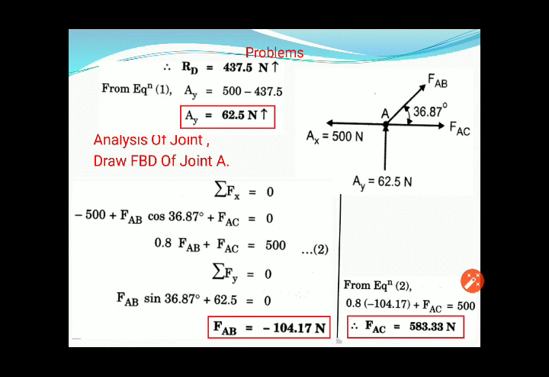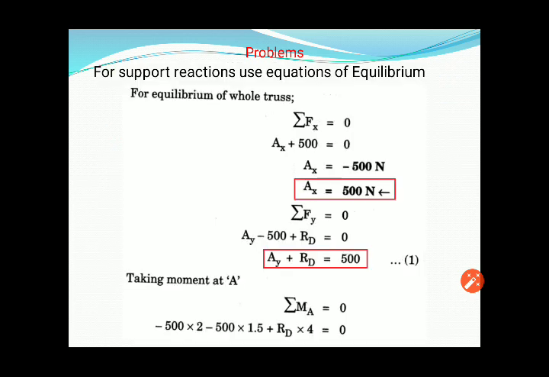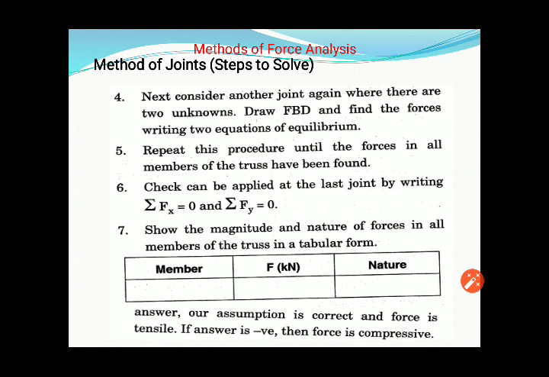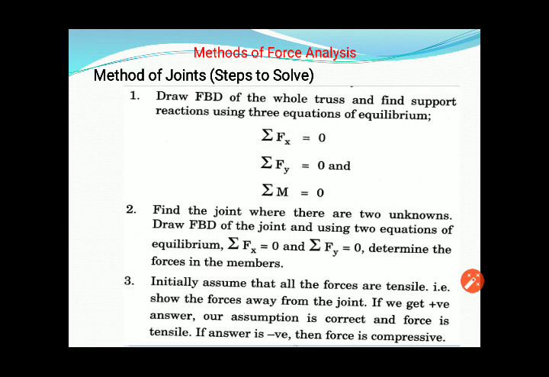Okay, so one more thing. Initially assume that all the forces are tensile, or you can consider all the members as compressive, that depends on you. But the forces are assumed away from the joint, and if we get positive answers, it means our assumption is right. So here if you consider tensile force and your answer is negative, that means what? Your assumption is wrong. It is not tensile, but it is in compression.